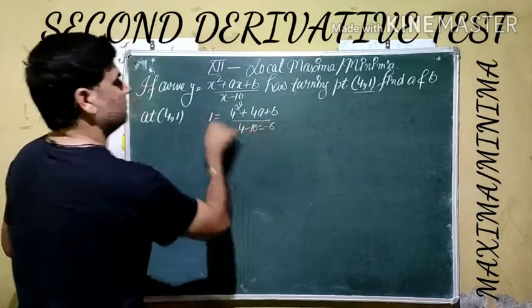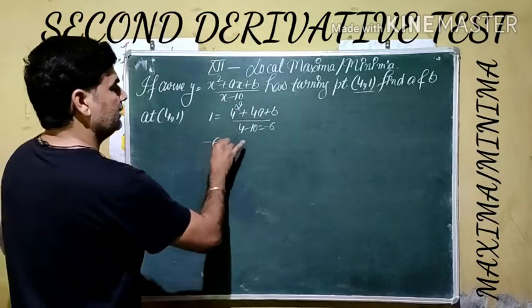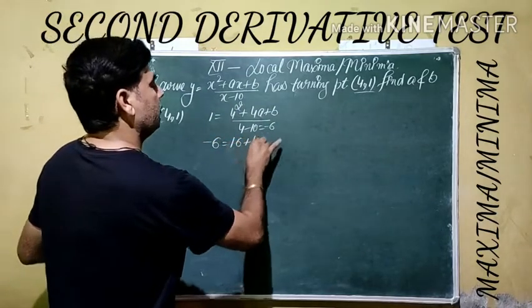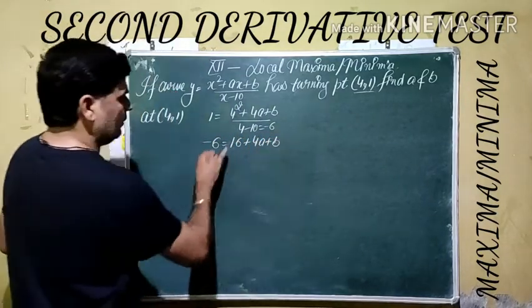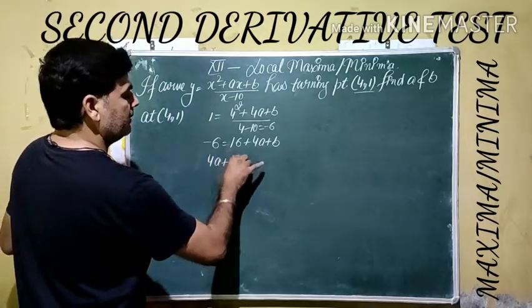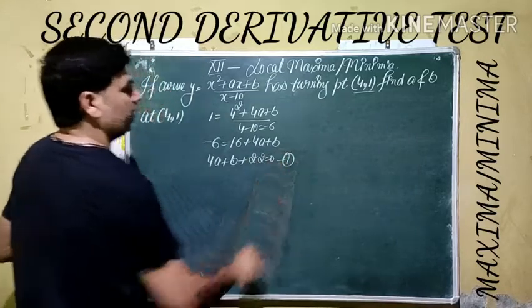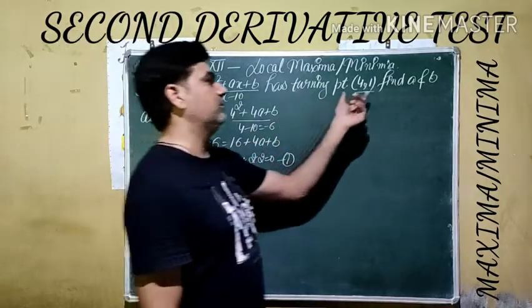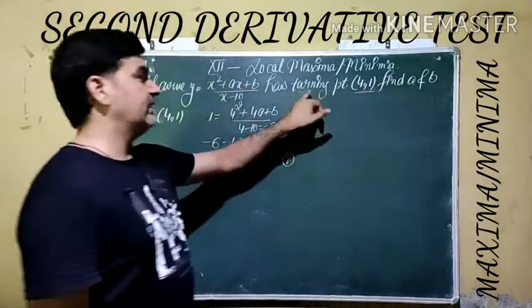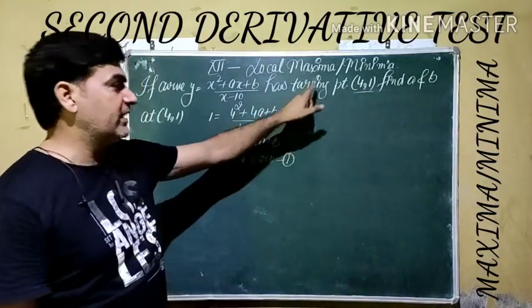Means minus 6. Cross multiply, we get here minus 6 is equal to 16 plus 4a plus b. So we get overall 4a plus b plus 22 is equal to 0. This is the first result because this point is the turning point lies on the curve. Now, as it is given here, turning point means the critical point.